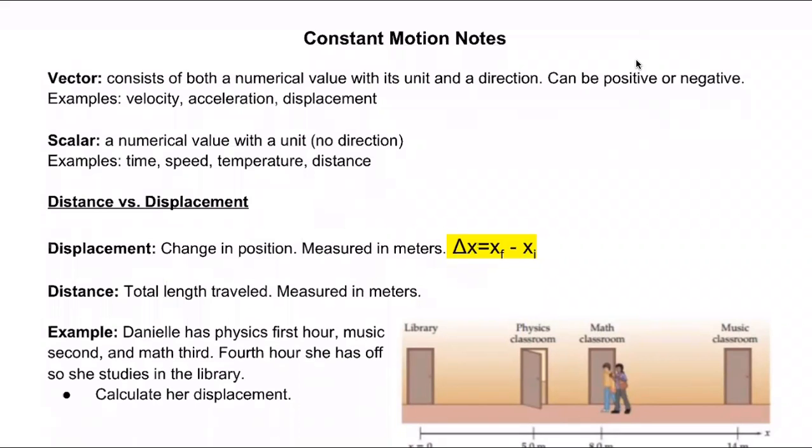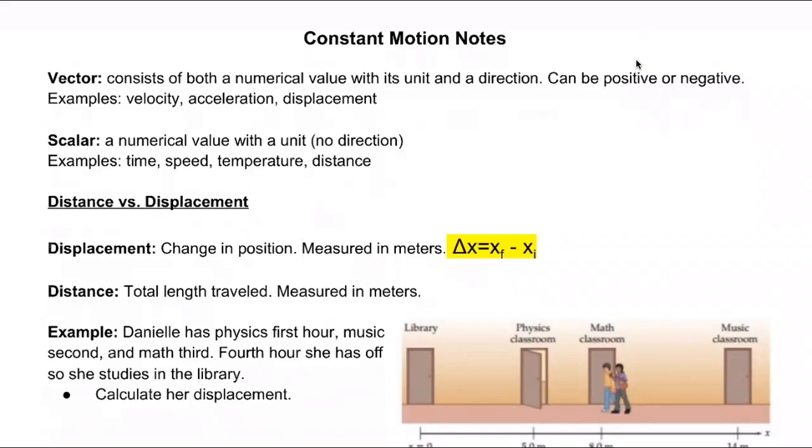Vector. If you remember the bad guy from Despicable Me, yes, I'm talking about the same Vector. He introduced himself, remember, he says he has magnitude and direction. So a vector consists of both a numerical value with its unit and a direction. Vectors can be positive or negative. I like to think of a vector as: I am going 70 miles per hour south on 270. The key word here is south, because I'm telling you the direction I'm traveling.